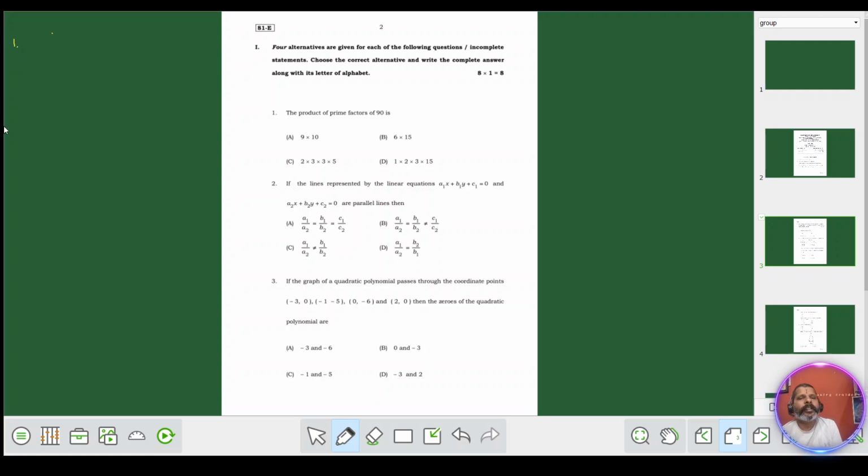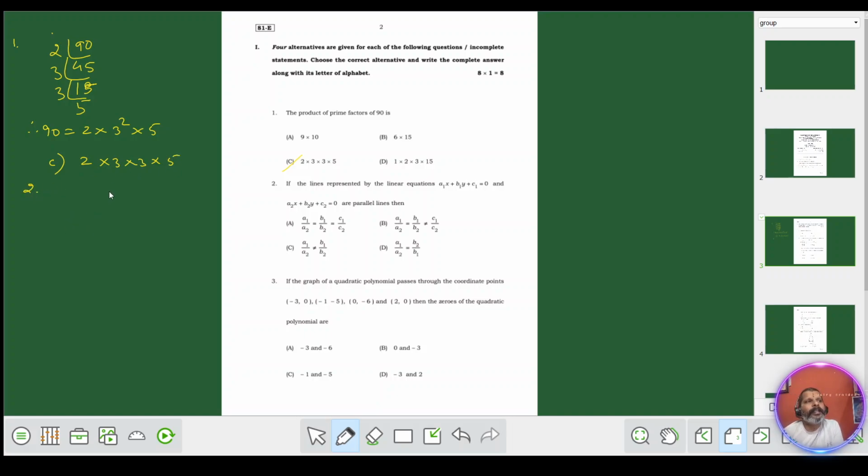The product of prime factors of 90: just take 90 and find the prime factorization. 2 times 45, 3 times 15, 3 times 5. Therefore, 90 is equal to 2 into 3 square into 5. Just arrange it if not given. Either way, it is C, right? They have given 3 and 3 separately.